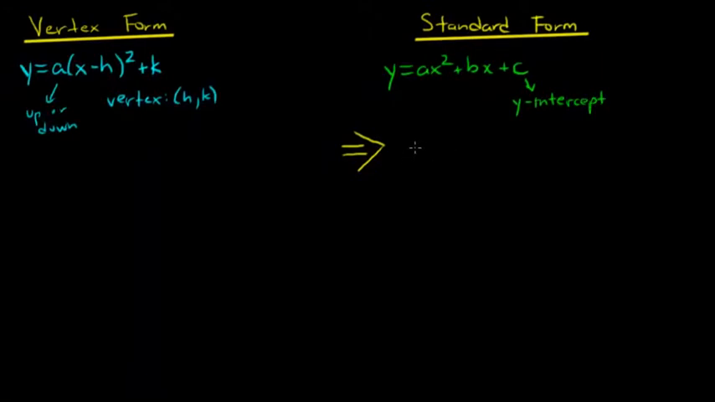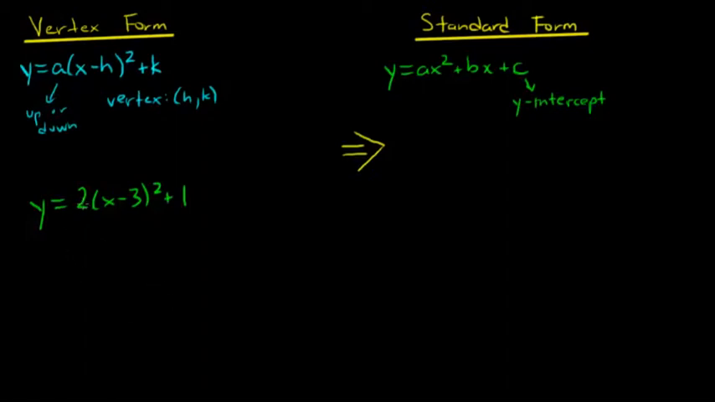So if you're given a quadratic relation in vertex form, you can find all of this information. And then if you're able to convert it somehow, that's why we have this arrow here. If you're able to convert it to standard form, you'll also find the y-intercept. So let's take a look at an example. Perhaps we're given y equals 2(x minus 3) squared plus 1. So we know a couple things about that graph.